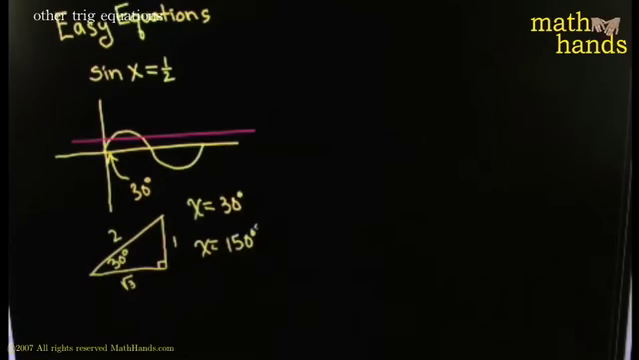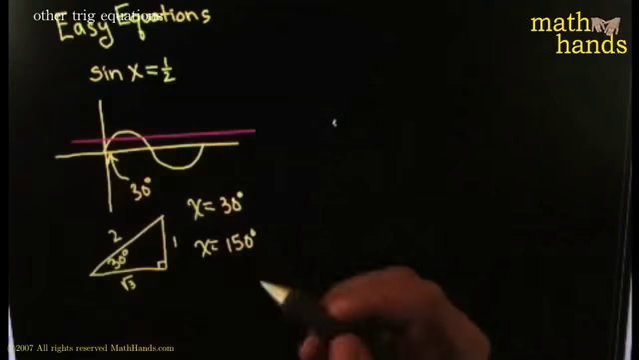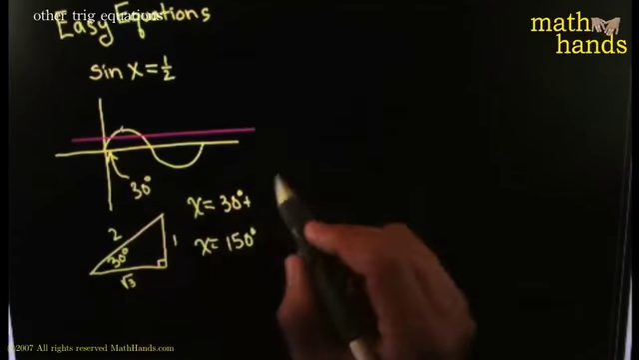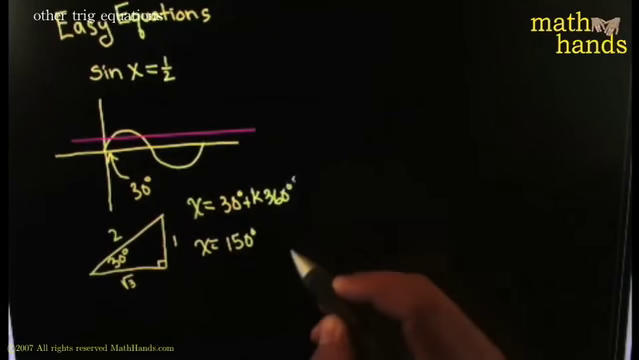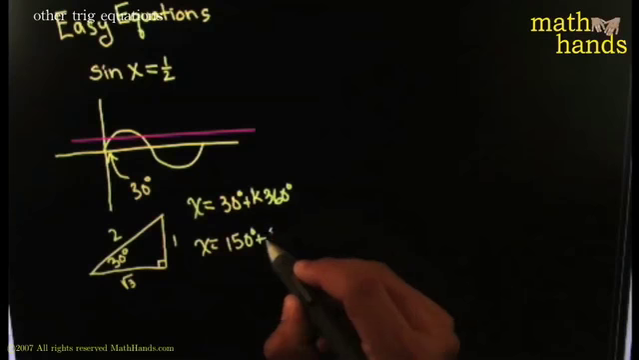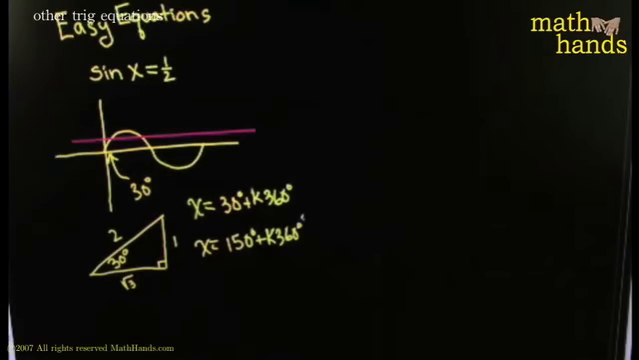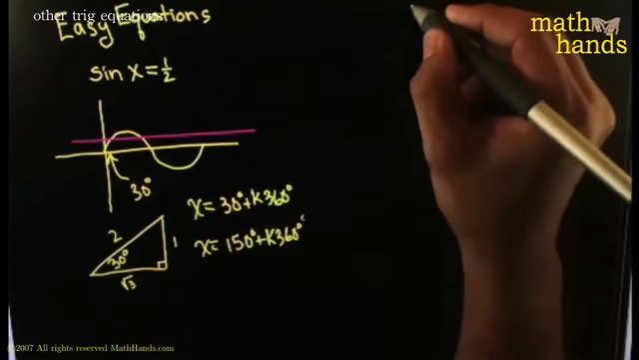Of course, those are only some of the solutions because these graphs go on forever, and so you have infinitely many solutions going both ways. So what we usually do is say, hey, this is all the uphill ones, 30 degrees plus multiples of 360 degrees. And all the downhill ones are 150 degrees plus multiples of 360 degrees. Okay? And then we took it to the next level.